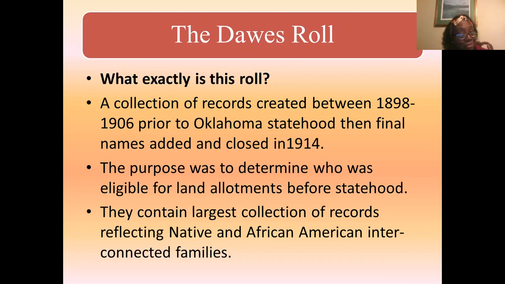And one of the things that has to be said, and I will say it, is that found within the Dawes records are records known as Freedmen rolls or Freedmen records, and they contain the largest collection of records documenting blended families, documenting Native and African American interconnected families. And there's no other collection outside of these records created in Indian Territory that really reflect these blended families like that.